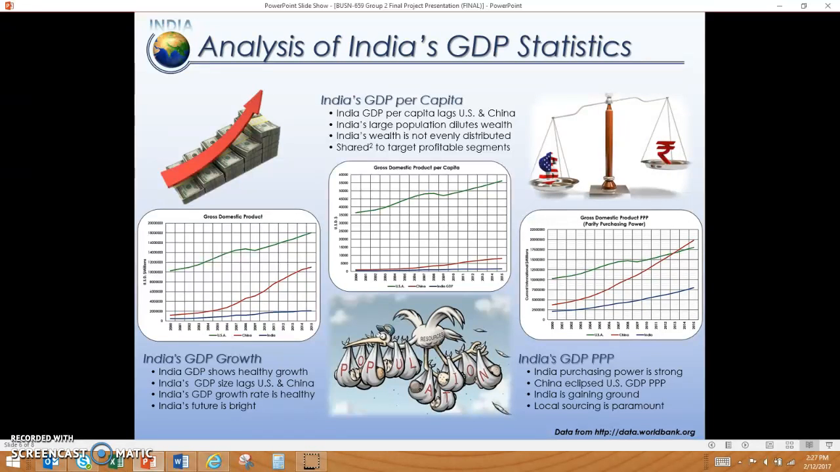Gross domestic product purchasing power parity. Adjusting GDP to account for different costs of living via purchasing power parity, the story starts to change. Both China and India have growing purchasing power in their domestic markets. Sourcing locally within India will be key to providing the Indian market with affordable goods and services.